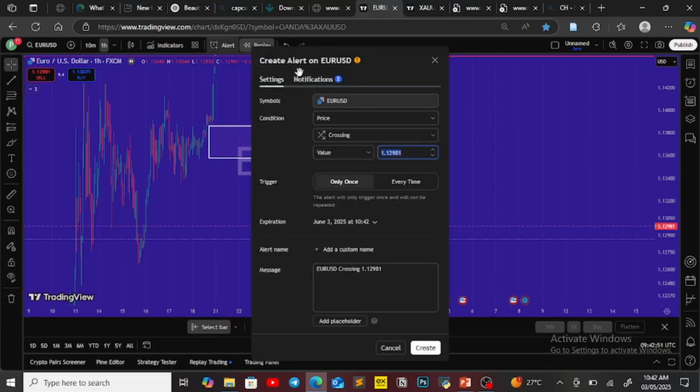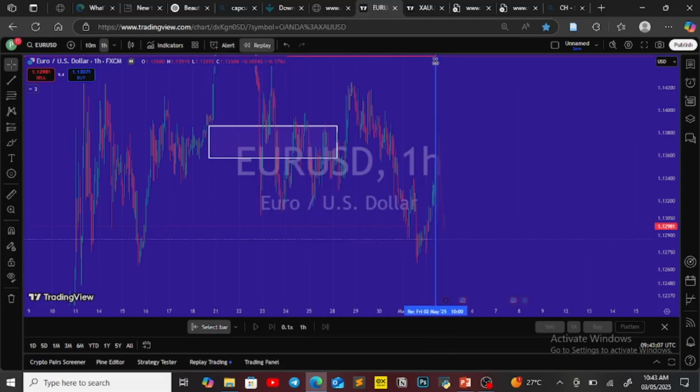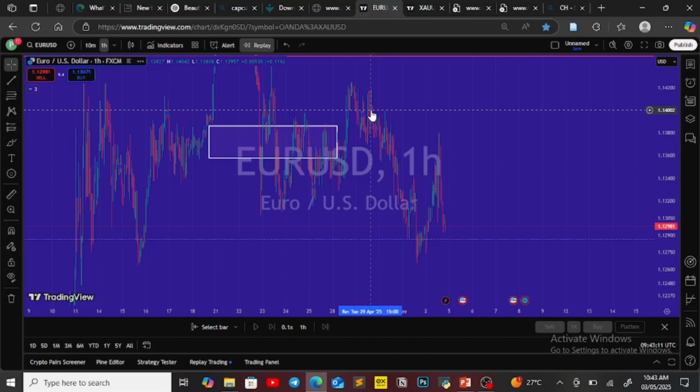When I click on the alert, this is what it brings out. So you can see the symbol and the price. You can say the price, or you can just use an arrow or stuff like that. After creating it, it's going to send you an email that the market is at this level.